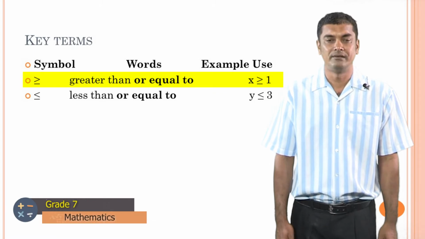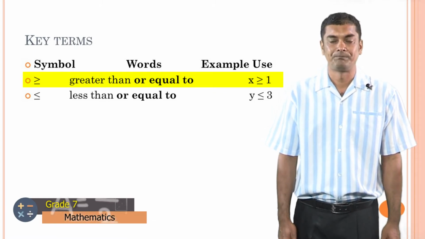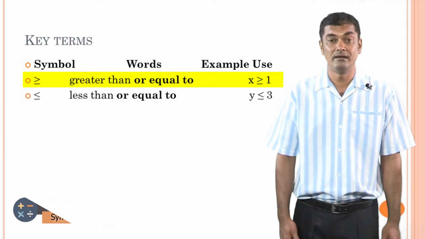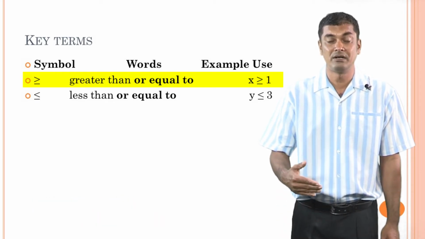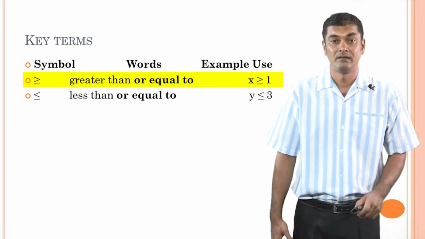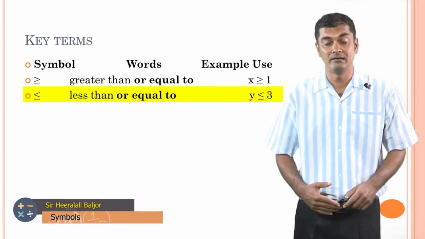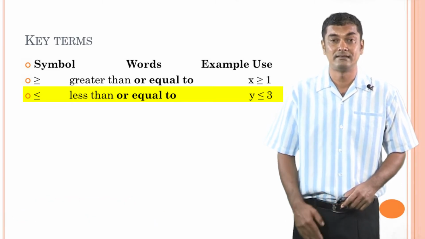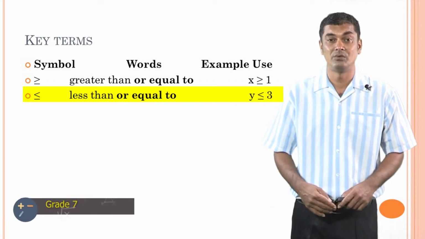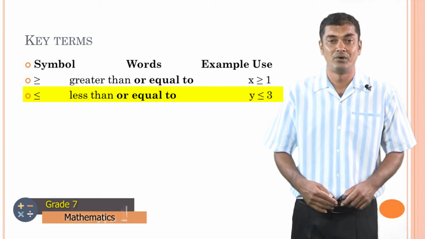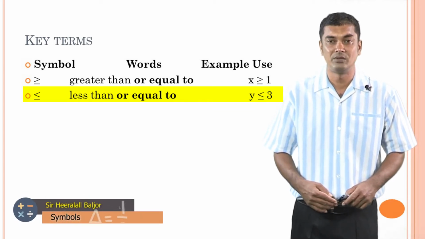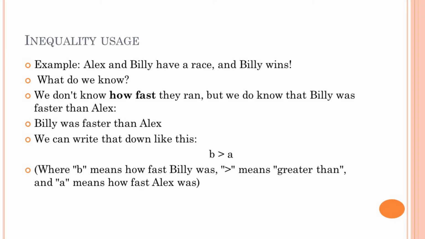Another key term is the greater than or equal to. For example, x is greater than or equal to 1. And later when we explore these options, we will see what exactly we mean by greater than and equal to. Another key term that we use in mathematics is the less than or equal to. For example, y is less than or equal to 3. Like I said before, we're going to explore what we mean by less than and equal to or more than and equal to.